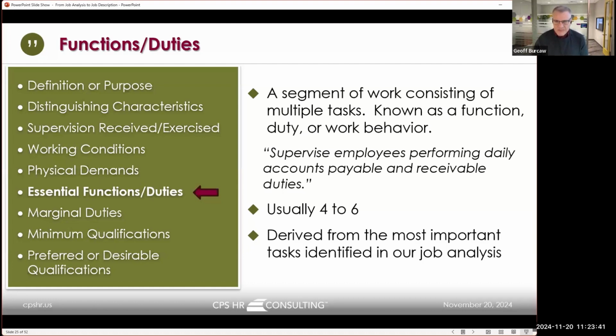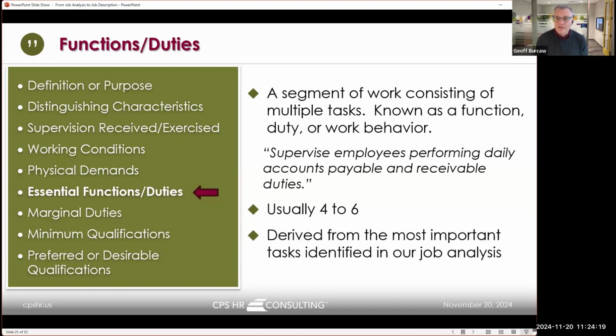Functions and duties themselves are a segment of the work. And remember, I talked earlier about how you could take a job and divide it up into its main components, just a few components. It's known as a function, a duty, a work behavior. An example would be supervise employees performing daily accounts payable and receivable duties. Maybe this would be a finance supervisor or a finance manager.